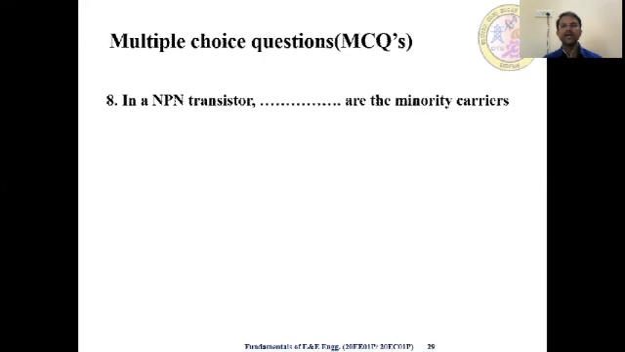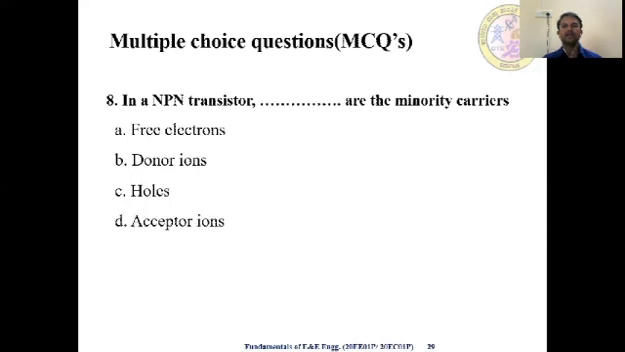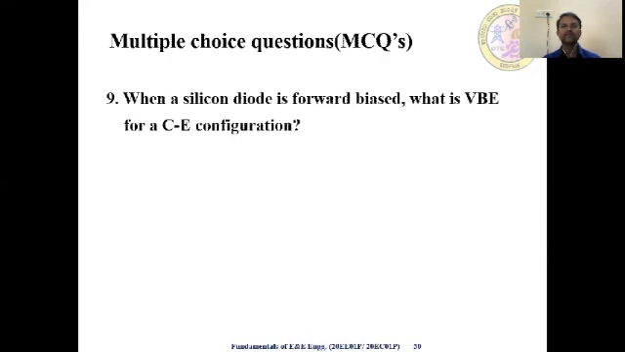Next question. In an NPN transistor, dash are the minority carriers. The options are free electrons, donor ions, holes, acceptor ions. And the correct option is holes, C. If it was asked as majority carriers, then option A would have been the right answer. But they have asked the minority carriers. It means option C is the correct answer here, because in an NPN transistor, electrons are the majority charge carriers, holes are the minority charge carriers.